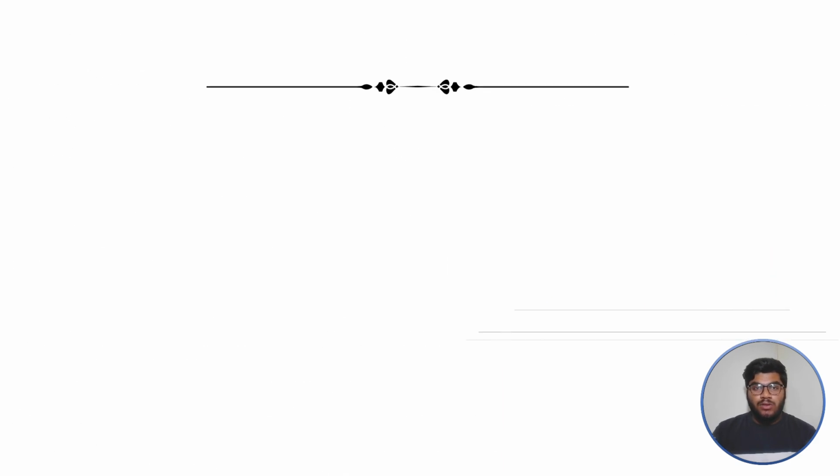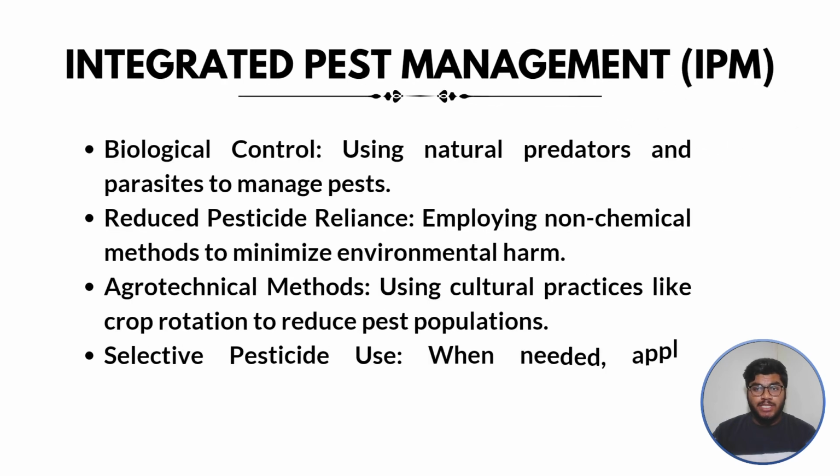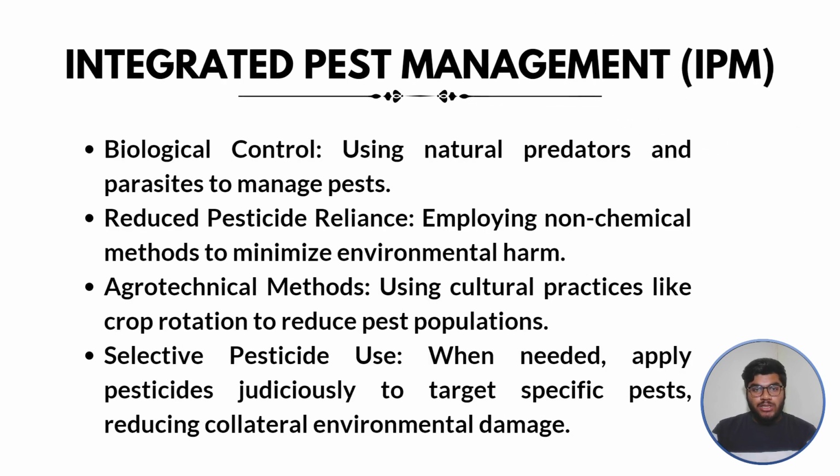Now let us move on to integrated pest management, that is IPM. Biological control uses natural predators and parasites to manage pests. Reduced pesticide reliance employs non-chemical methods to minimize environmental harm. Agro-technical methods use cultural practices like crop rotation to reduce pest populations. And selective pesticide use: when needed, apply pesticides judiciously to target specific pests, reducing collateral environmental damage.